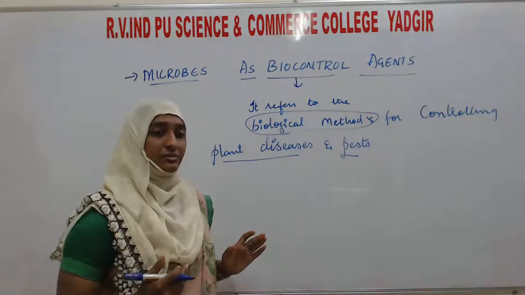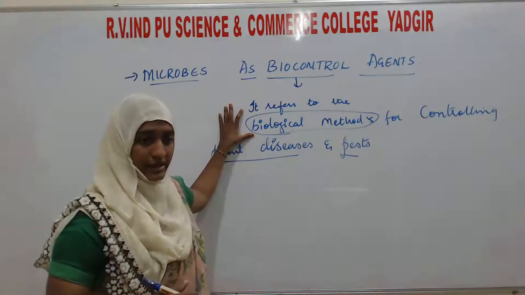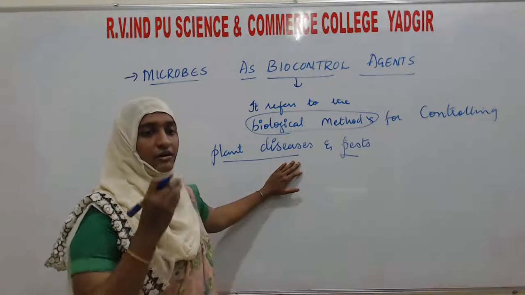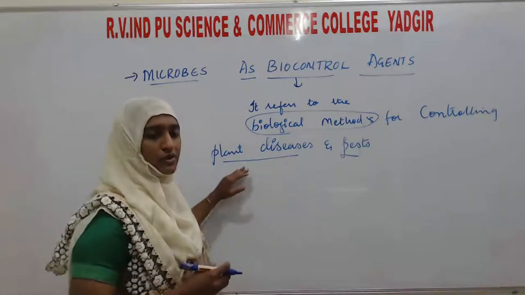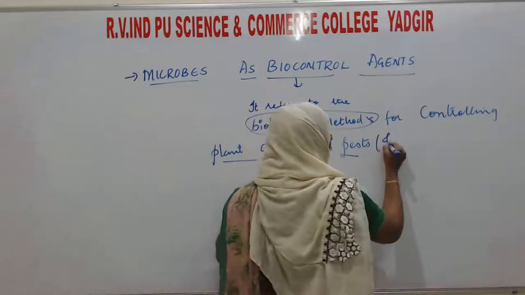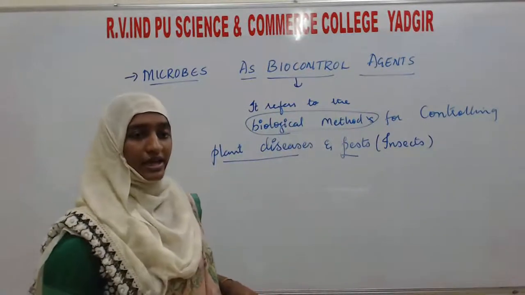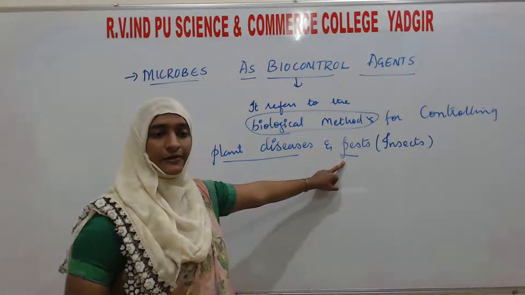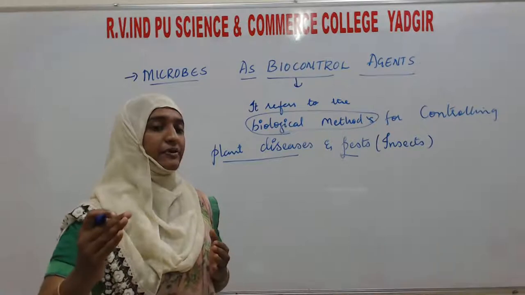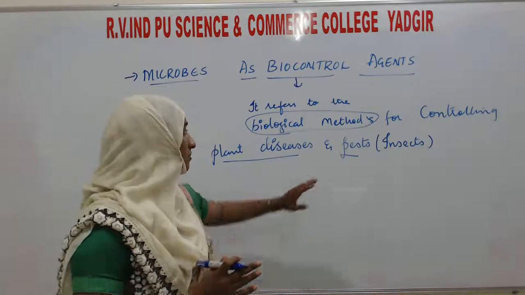It is one of the natural methods in which there is involvement of some other living organism by which they are controlling the diseases which are harmful for the plant crops, and the pests. Pest means insects, any larvae, any microorganism such as bacteria or fungi. That pest has to be controlled, killed, and completely prevented so that it does not destroy or damage the plant.